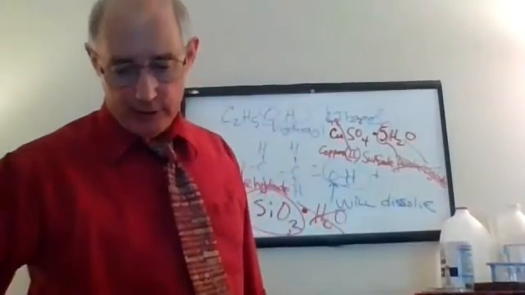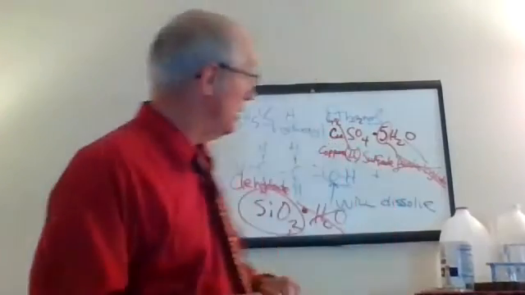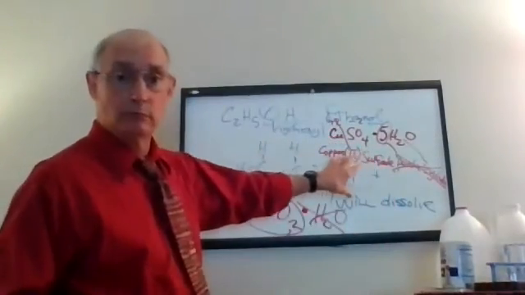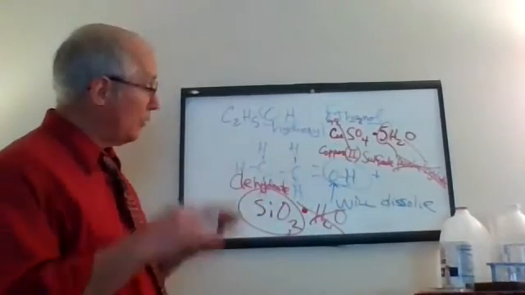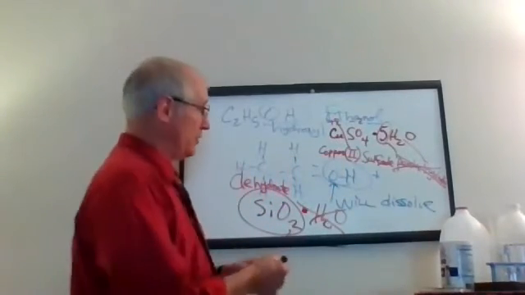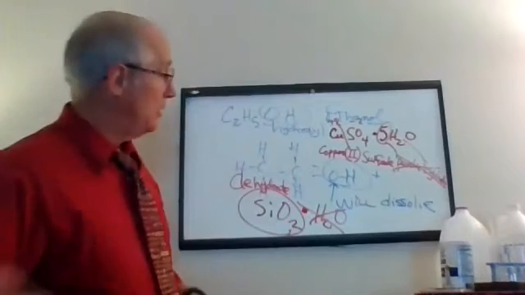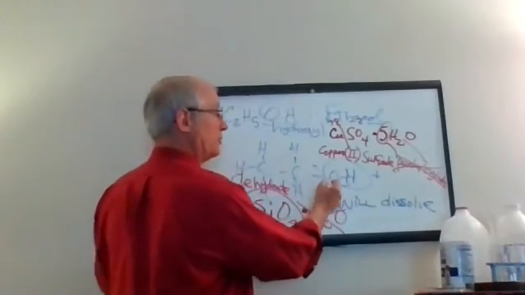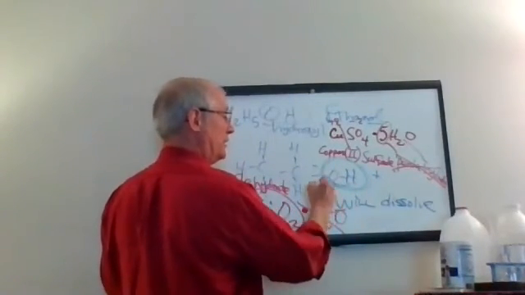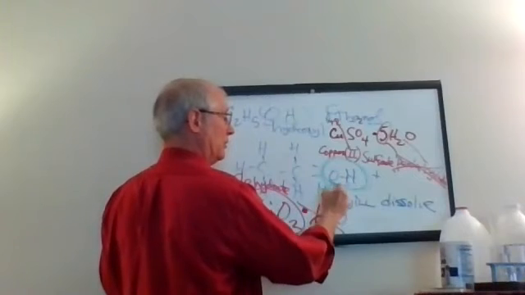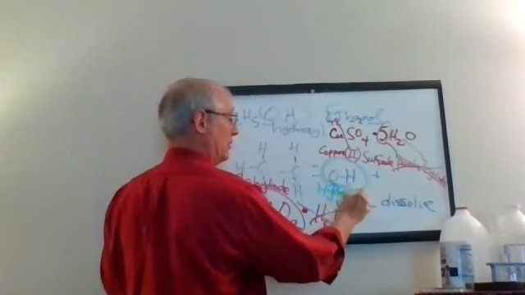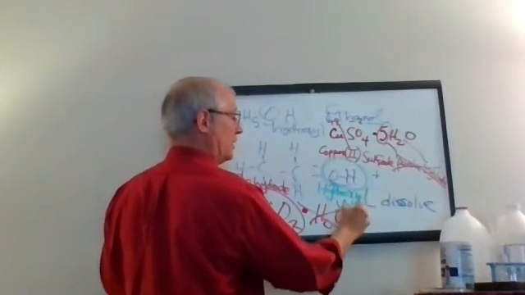Go back to page 412 with me for a second. You're going to see that lovely Lewis structure there in the middle that I drew up here in blue during our last lesson. I want to revisit this. Do you know that there is a name for this group right here? It's called a hydroxyl group.